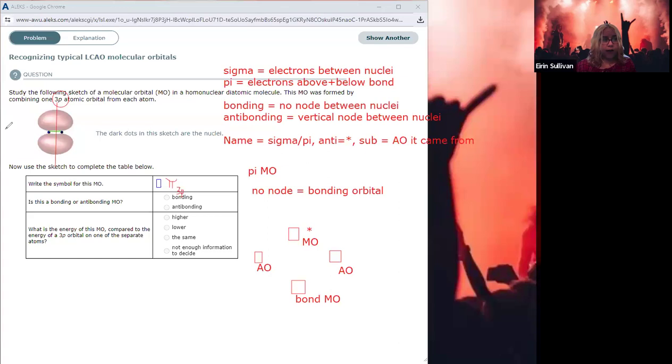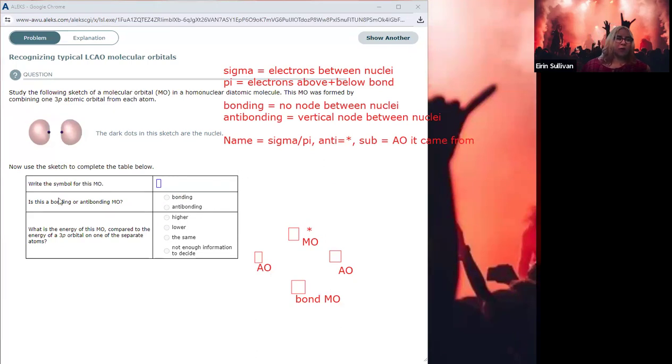Is it a bonding or anti-bonding MO? We know it's bonding. We already worked that out. Is the energy of this MO compared to the energy of a 3p atomic orbital higher, lower, the same, or not enough information to decide? It must be lower. Bonding MOs are always lower in energy than the atomic orbitals they came from, because forming the bond is energetically favorable.